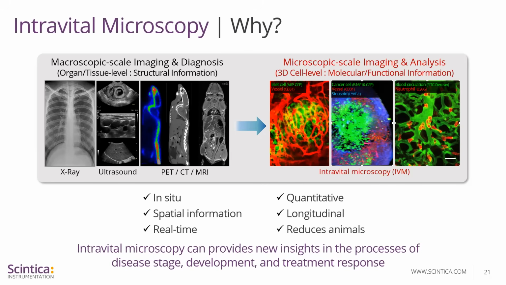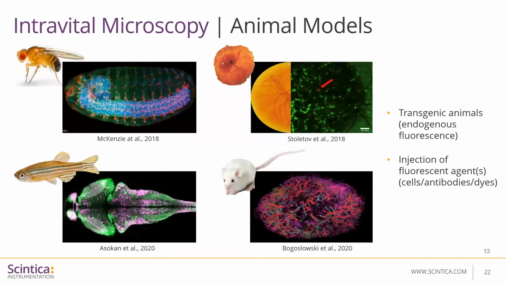And on top of that, information collected with intravital microscopy can provide new insights in the processes of disease staging, development, and treatment development and response. There are a few animal models being used in intravital microscopy, such as the fruit fly, the zebrafish, the chick embryo, and most commonly, the rodent, typically the mouse. Imaging fluorescence in these models can be done either through endogenous fluorescence when working with transgenic animals, or through the injection of fluorescent agents, such as transduced cells, conjugated antibodies, and fluorescent dyes.